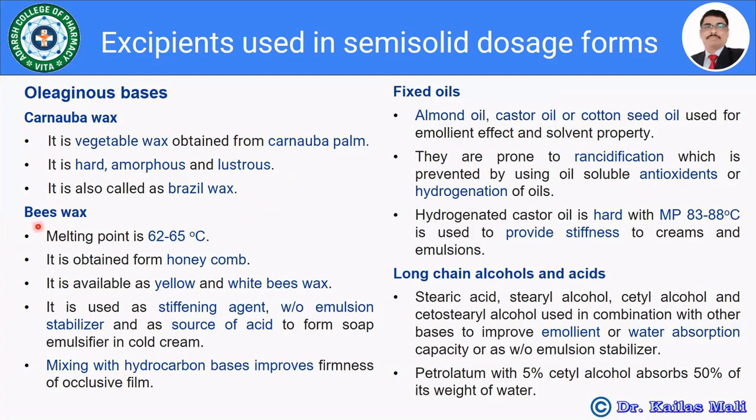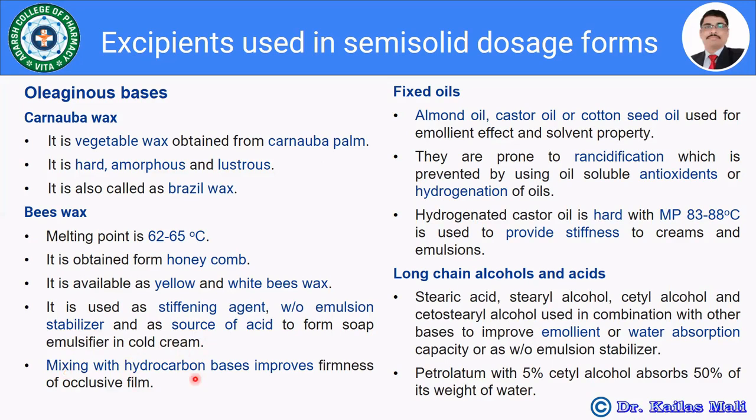Then the beeswax. Maybe all of you are aware of the beeswax, which is obtained from the honeycomb, having a melting point of 62 to 65 degrees Celsius. It is available as a yellow as well as a white beeswax. It is used as a stiffening agent, then as a W/O emulsion stabilizer, as a source of acid to form a soap emulsifier in the cold cream. That is a beeswax borax system to get the cold cream.